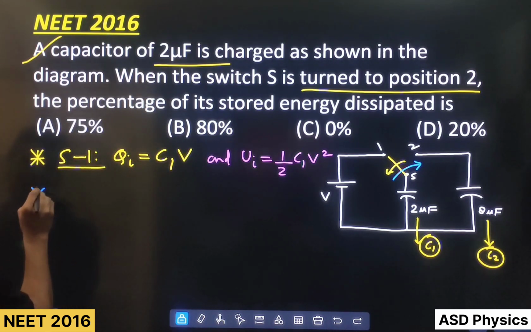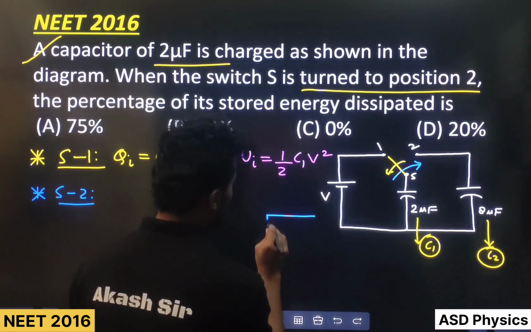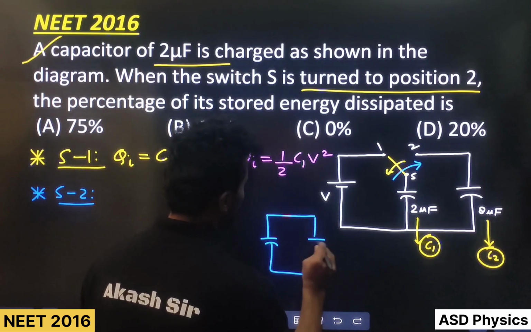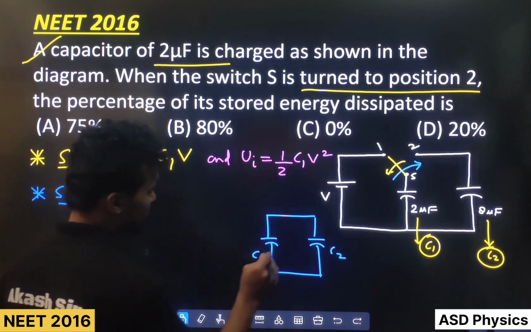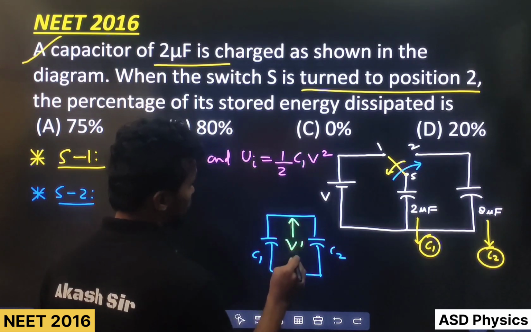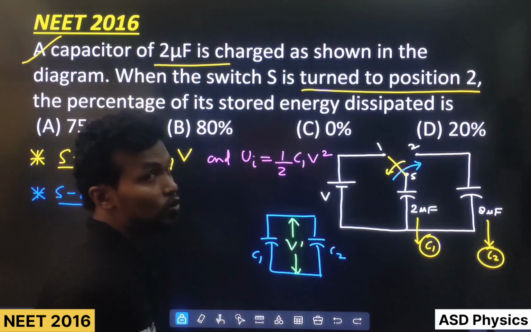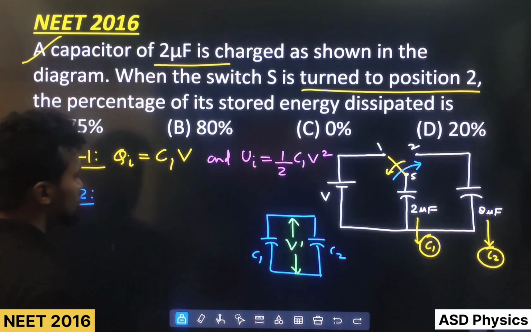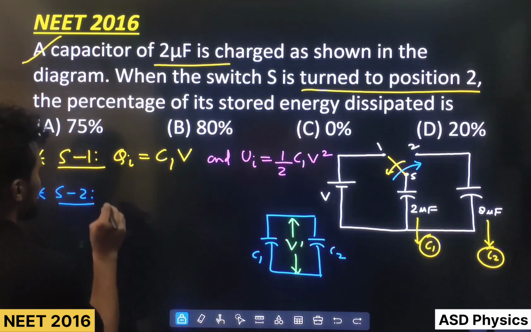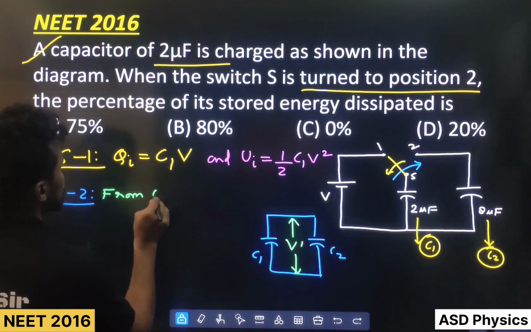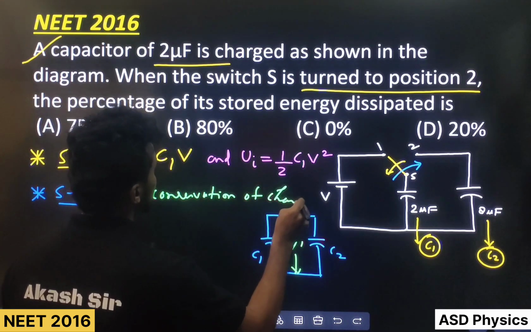So when S is coming in contact with 2, for that I will draw one separate diagram here. Let's see, now like this. Name of the capacitors: this is C1, this is C2, and the common potential let's take as V dash. What I told you, the capacitor will transfer energy till the potential of both of them becomes equal. So in this situation, first we will apply the conservation of charge. Okay, from conservation of charge.